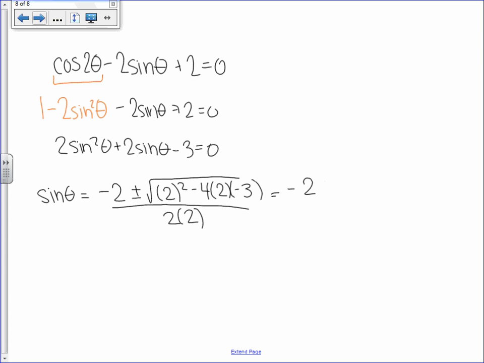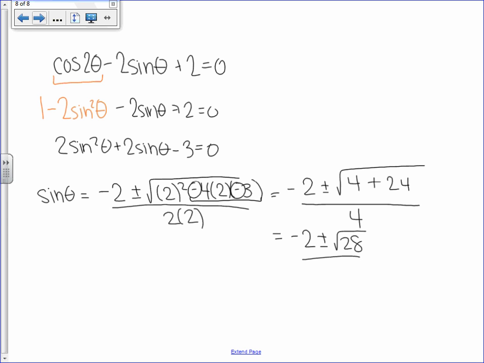So when we do this, we get -2 plus or minus the square root. Now 2 squared is 4, and a lot of you guys are making this mistake. When you multiply all of these, you have a minus times a minus. This is going to be a plus in here. 4 times 2 is 8, times 3 is 24. All over 4. And then we can simplify. This is -2 plus or minus the square root of 28 over 4.